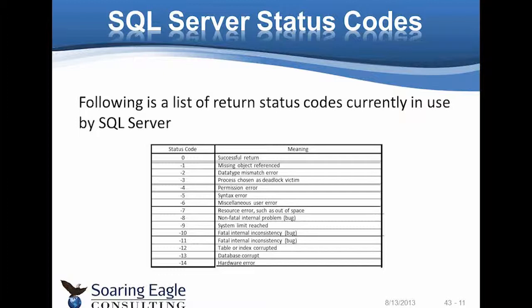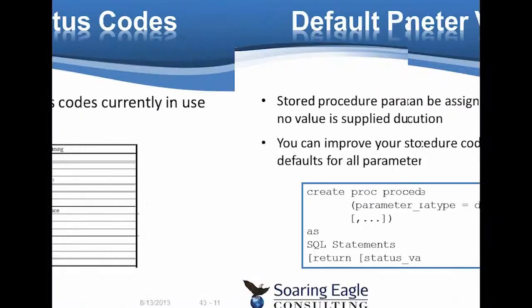We have a variety of messages which are internal bugs. 8, 10, 11 are all SQL Server bugs. You don't see them very often. Resource issues you might see on occasion if, for example, an auto-expand failed to occur. So just be aware that these are reserved. These numbers are subject to change with each new release of the SQL Server.